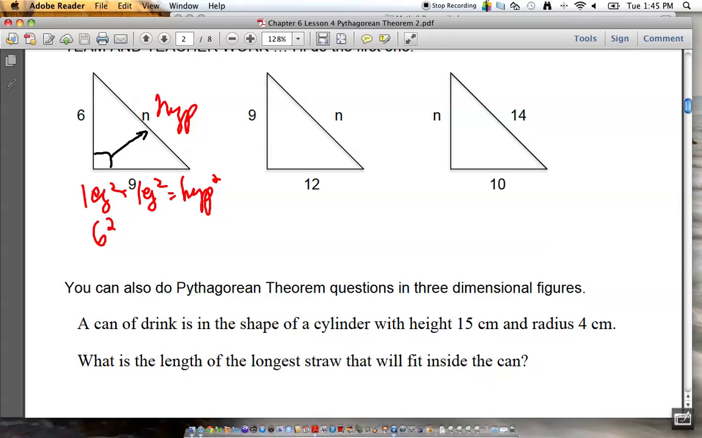One leg is 6, one leg is 9. I was going to square it in my head. And then the hypotenuse. So that makes 36 plus 81 is n squared. Same side, same operation. 117 equals n squared. And now we have a problem. Big time problem. When I go to square root both sides, I'm going to get a very ugly answer. On your calculator, type in the square root of 117.